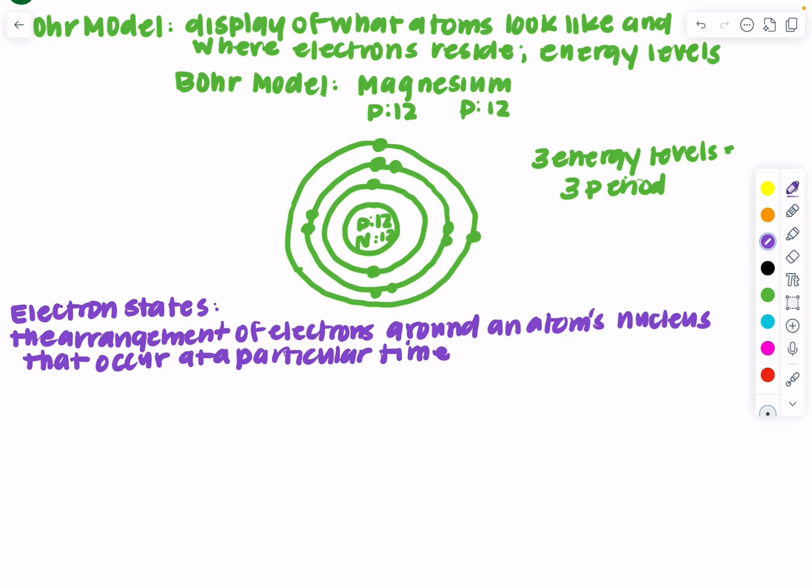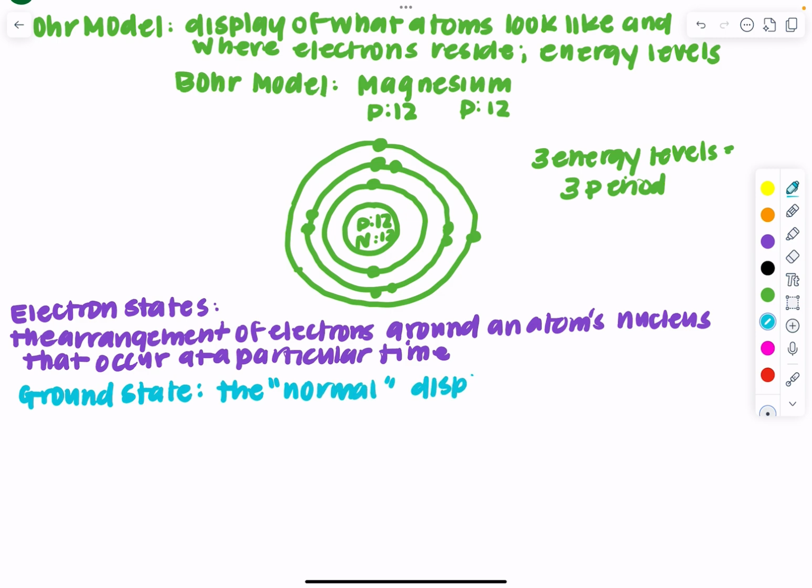The first state that we're going to talk about is the ground state. And for lack of a better word, the ground state is the normal display of electrons in their respective energy levels.